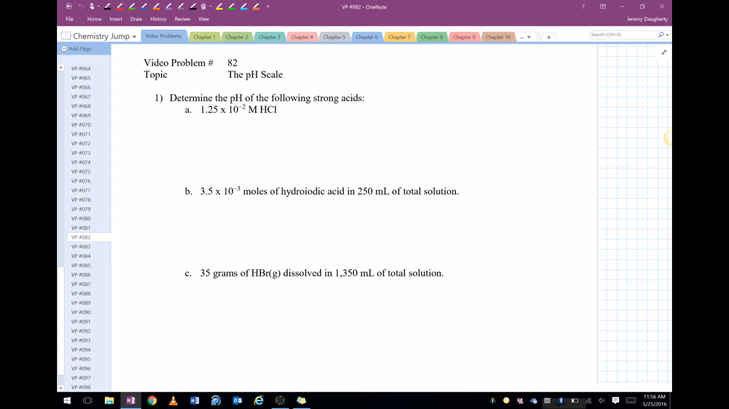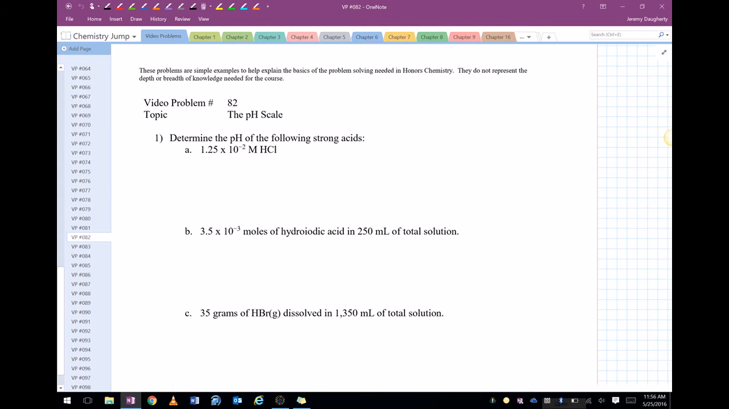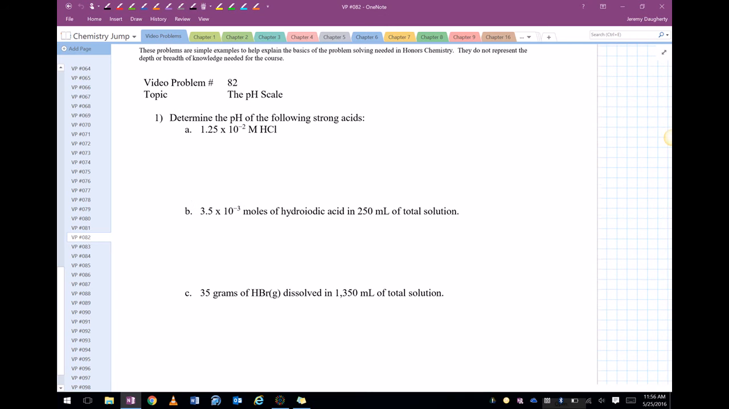Video problem 82, the pH scale. Determine the pH of the following strong acids. So the big deal about the strong acid is that when it dissociates, it does so completely. So it ends up looking like that. So that means if this is 1.25 times 10 to the negative third molar, that this is also 1.25 times 10 to the negative third molar because it's a one-way arrow.